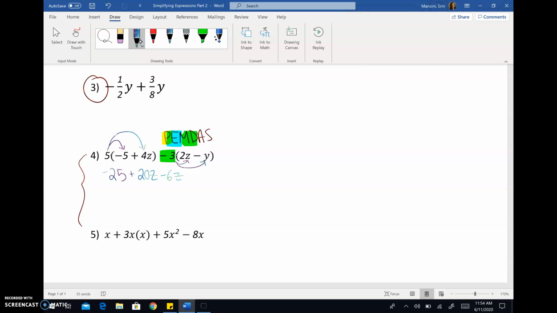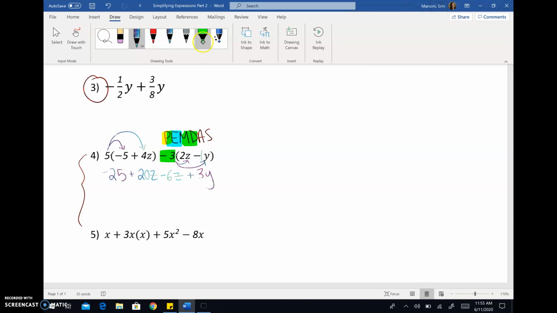Okay, -3 times y. Remember, if there's no coefficient in front of the y, it just means you have 1y. So 3 times 1 is 3. But you have -3 times negative y, so negative 1y. Negative times a negative is a positive. So -3 times negative 1y would be positive 3y's.